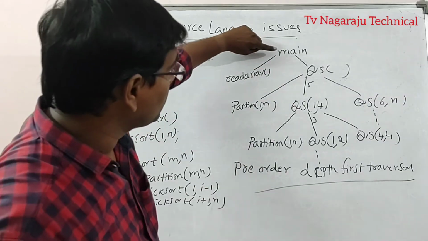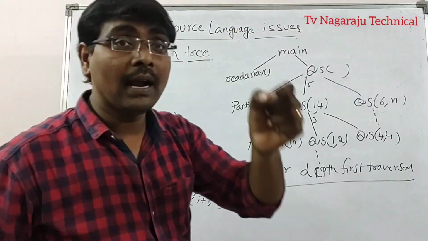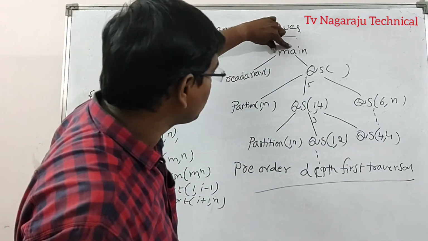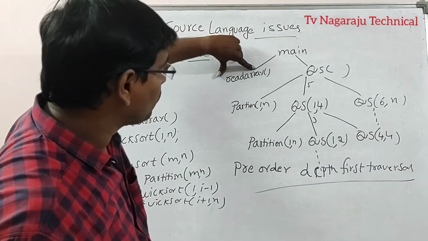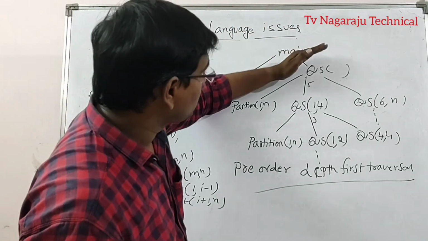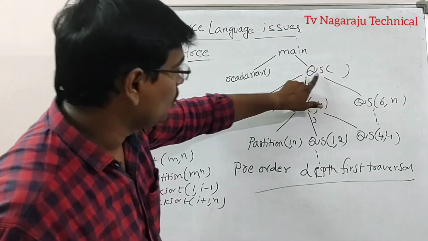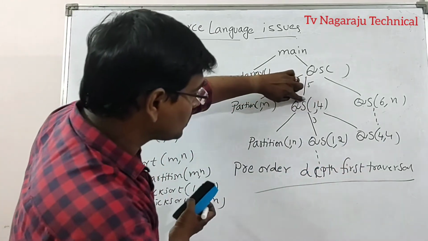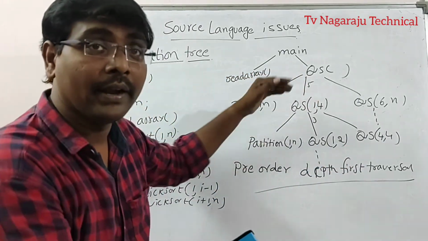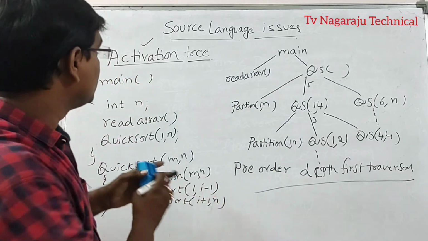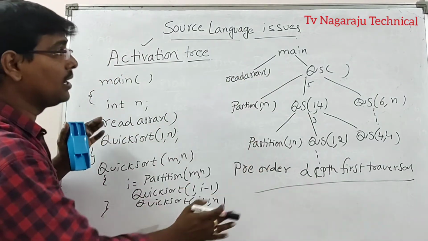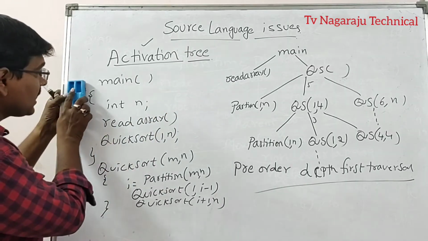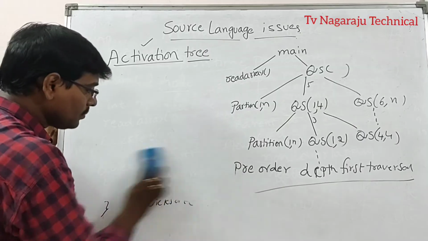Now what is the first one? Pre-order means root, then left child, and then right child. First the root is visited, followed by the left child, and then here. So this is completed. This is the root, this is the left child, and this is the right one. Again for this one, this is the root, this is the left one, and so on. I think you got it. This is the activation tree. Clear?